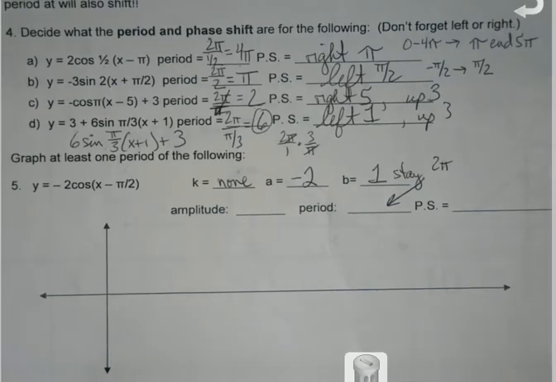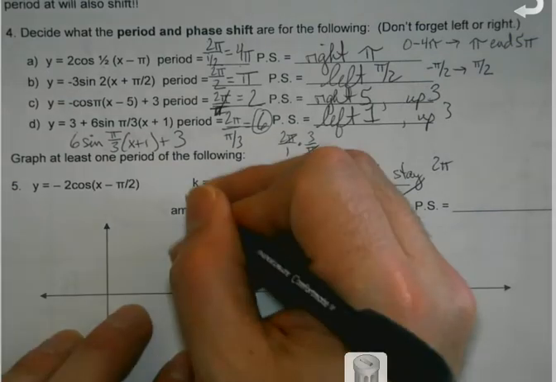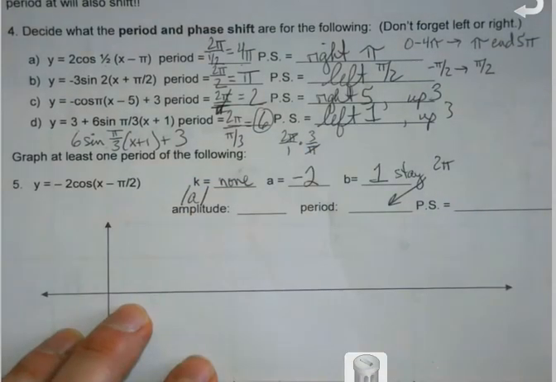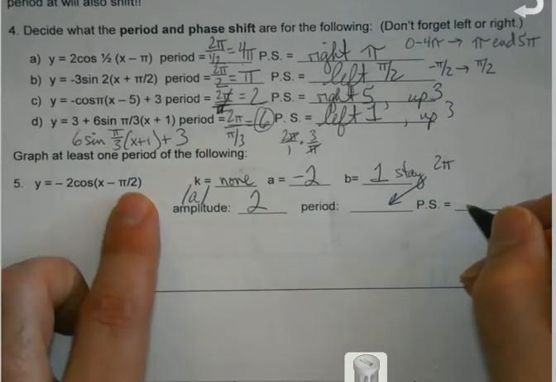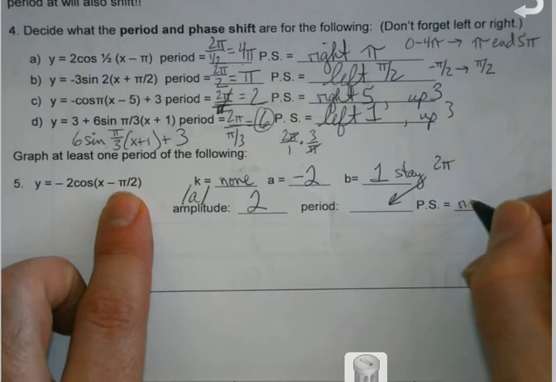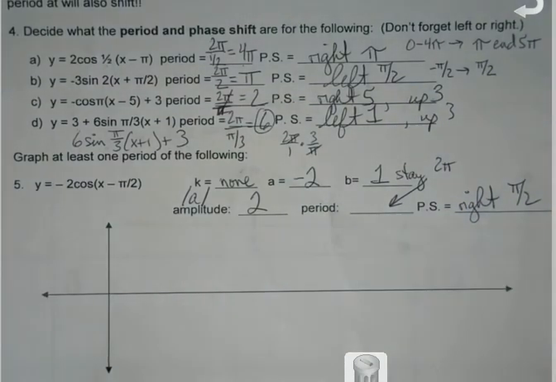Now, here's one thing I will mention that we haven't talked about yet, because we haven't done a lot with negative A values. My amplitude is always going to be the absolute value of A. So even if I have a negative A value, it doesn't mean my amplitude itself is going to be negative, because it's more like a distance. And then what's my phase shift going to be? Where am I shifting or moving? Right, pi over 2.